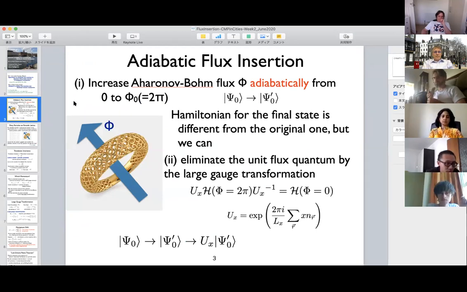Well, this was just a recap of last week. So I do adiabatic flux insertion. Then generally the ground state evolves to some other state. But we are in a different gauge. So in order to go back to the original Hamiltonian, you need to apply this large gauge transformation.